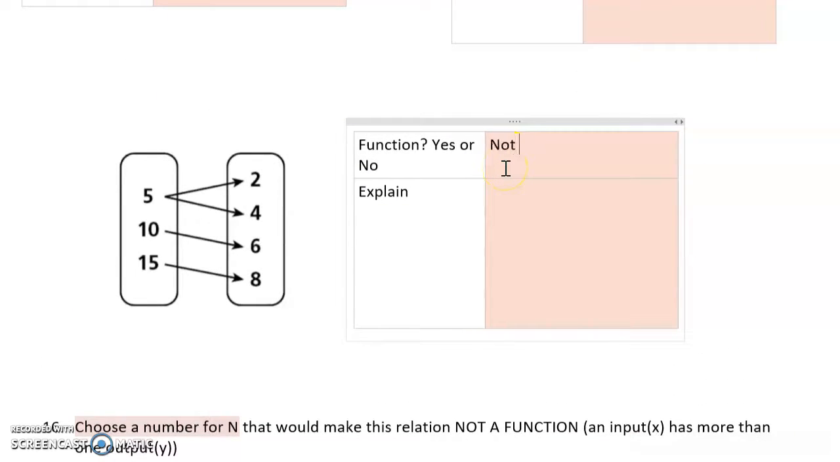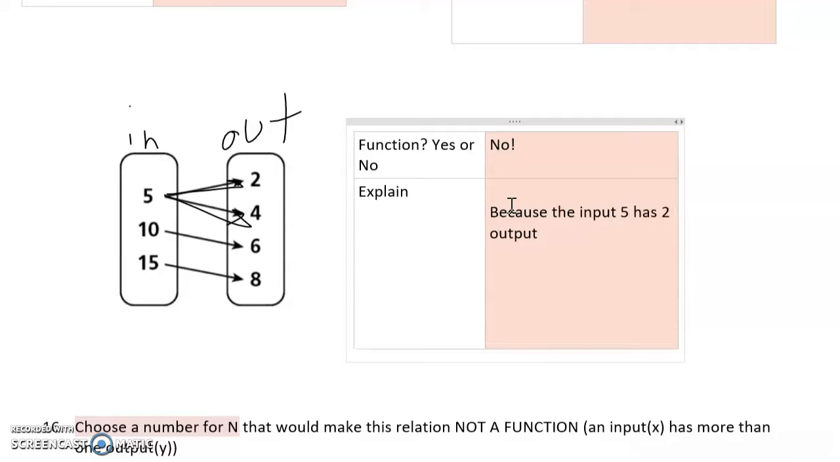Lastly, this one would not be a function because, again, when we have these mapping diagrams, this is your input, this is your output. You can see that my input of 5 gives me both a 2 and a 4. So anytime you see 2 arrows coming off of one input, that's going to mean it's not a function. For mapping diagrams, in order to be a function, each of these numbers should only have one arrow coming off of them. So no, because the input 5 has 2 outputs, 2 and 4.